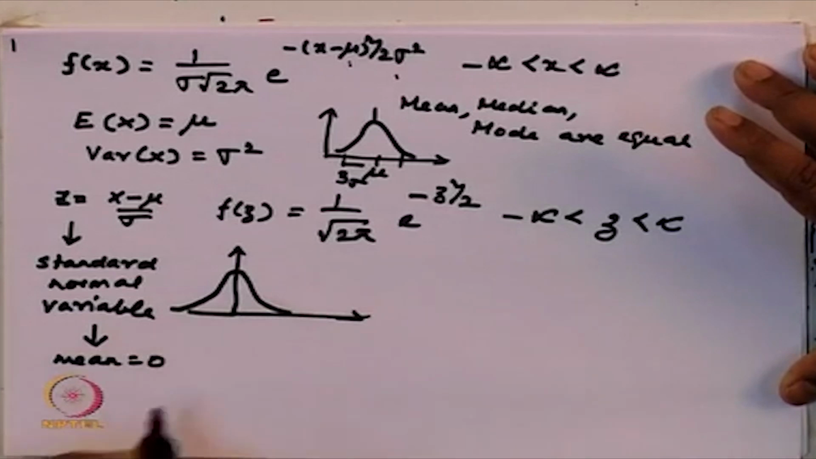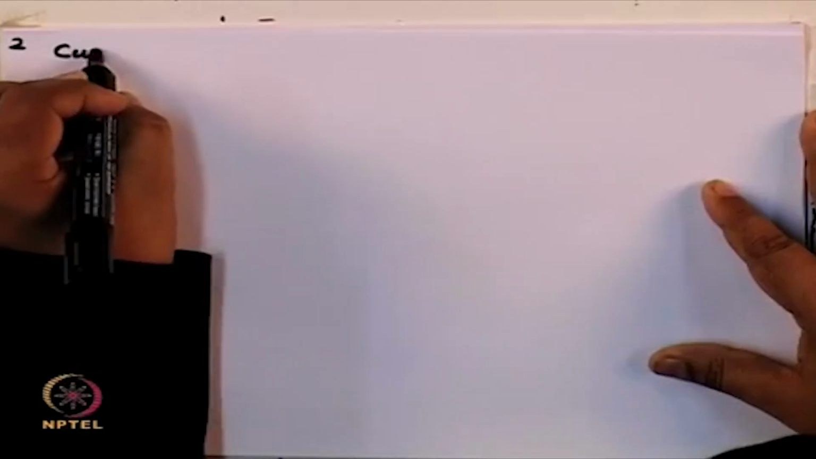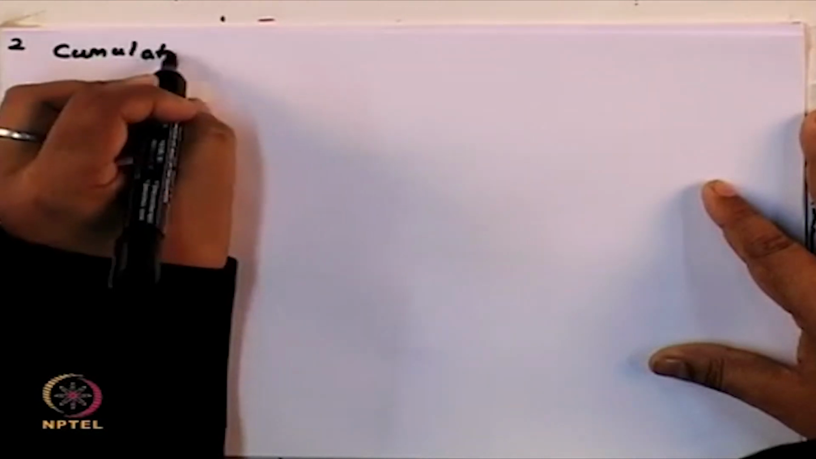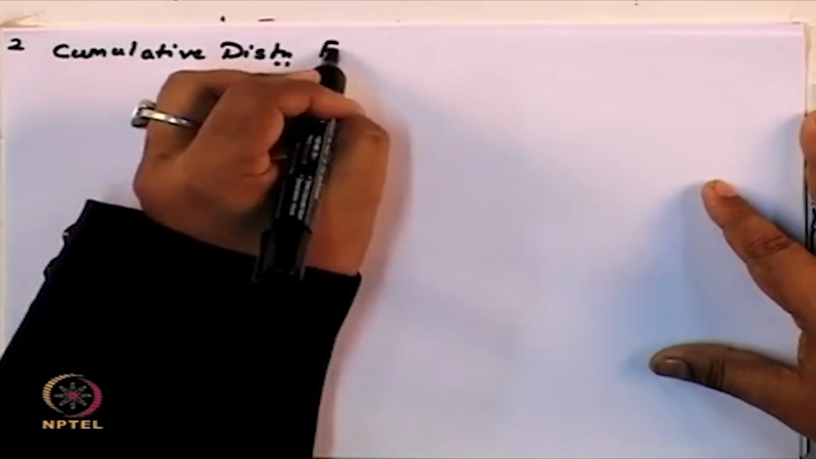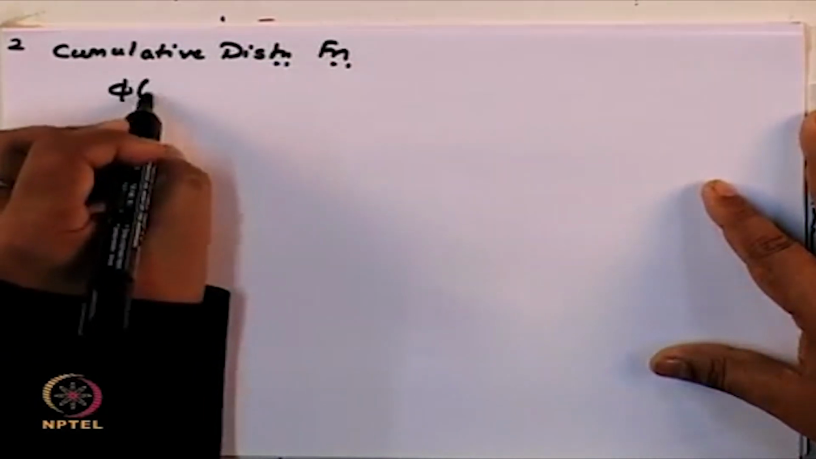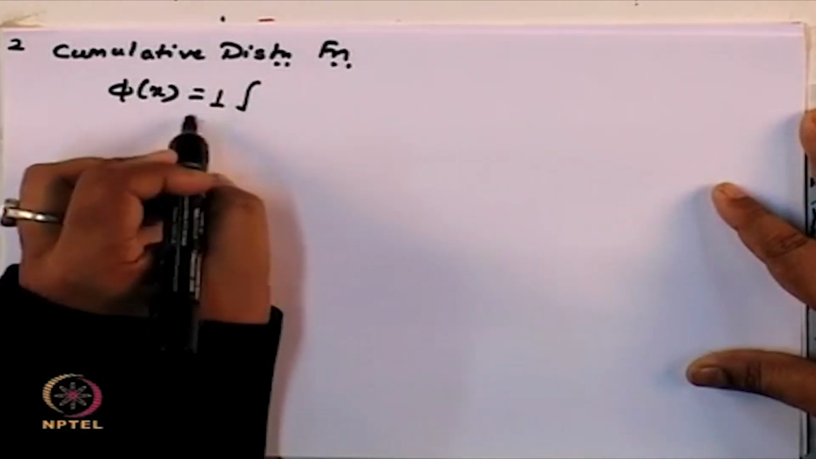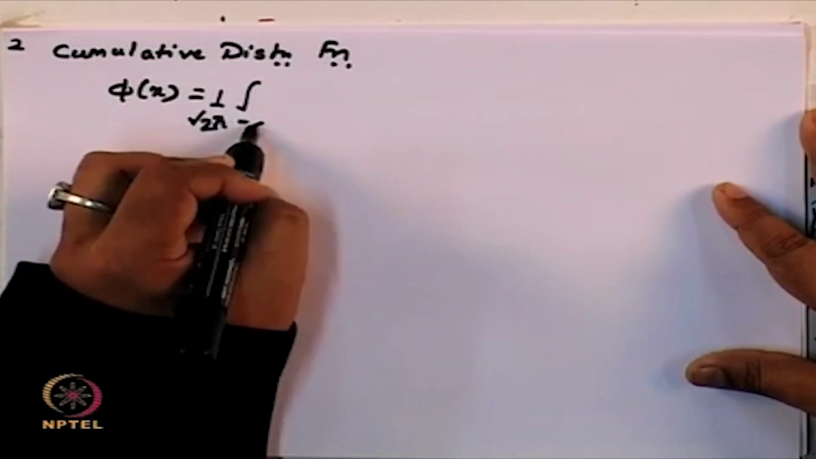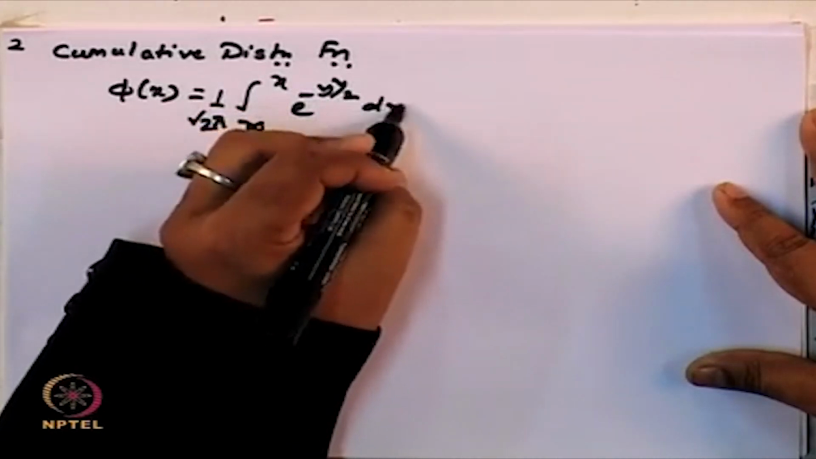So, the cumulative distribution function is given by phi of x, which is 1 by root 2 pi integral from minus infinity to x of e to the power minus y square by 2 dy.